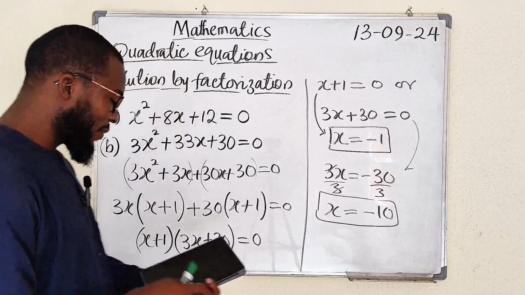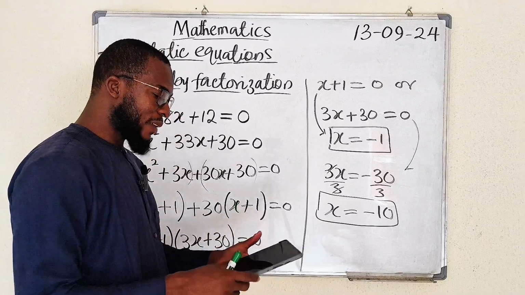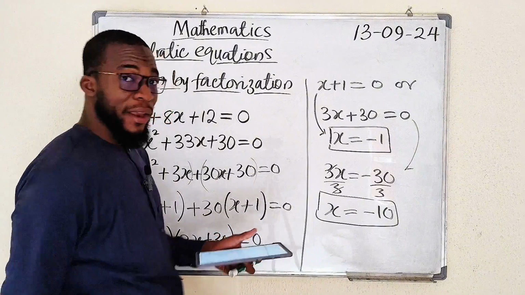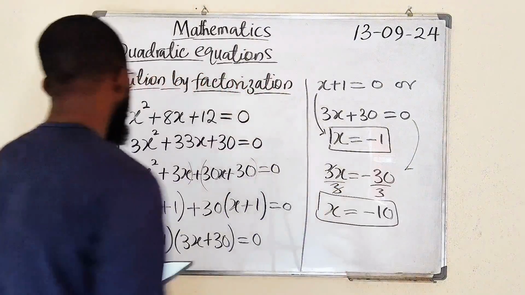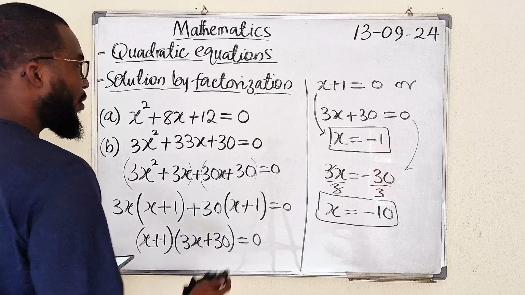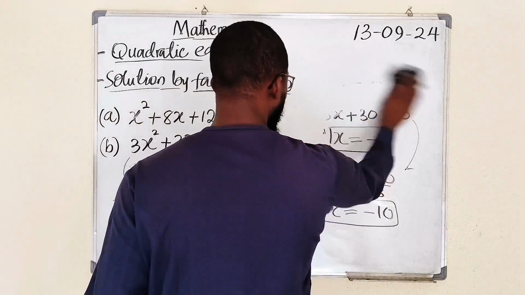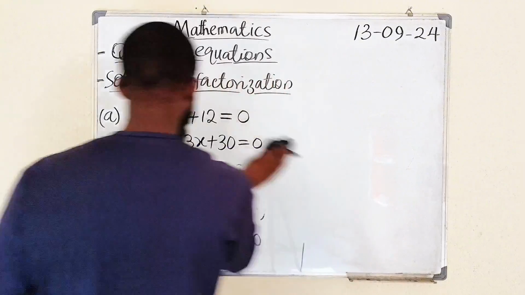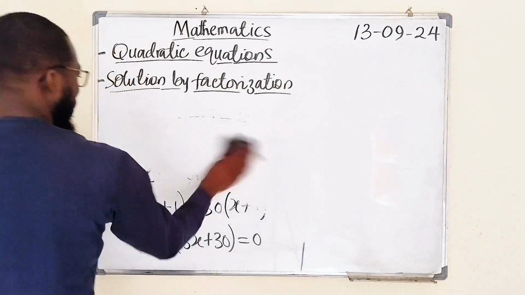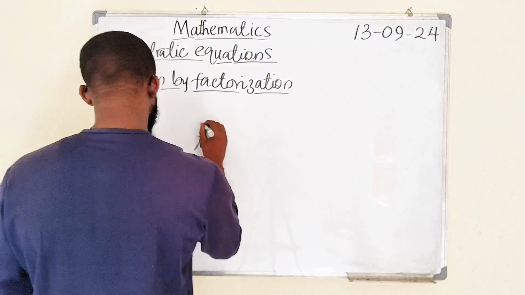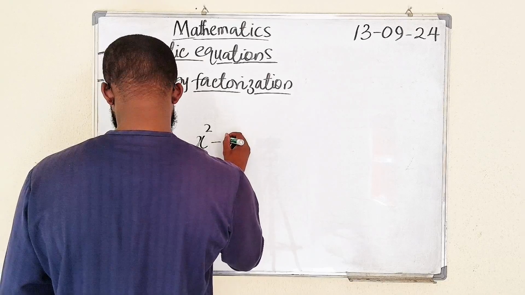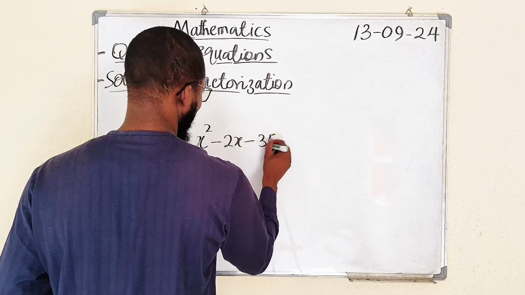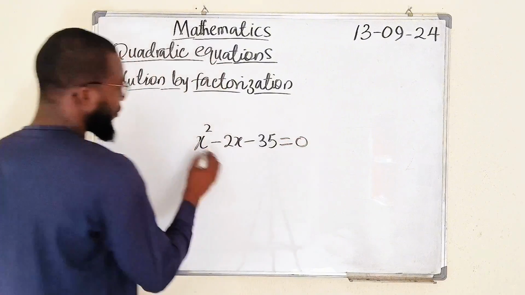So let me give you an assignment to try. You have seen the steps required to factorize a quadratic equation. So I want you to apply the same principle or idea to factorize and hence solve the following quadratic equation. x squared, this is very simple one, 2x minus 35 equals 0. Try this.